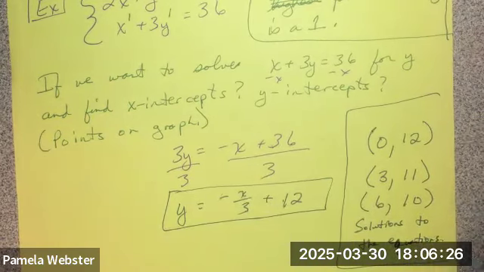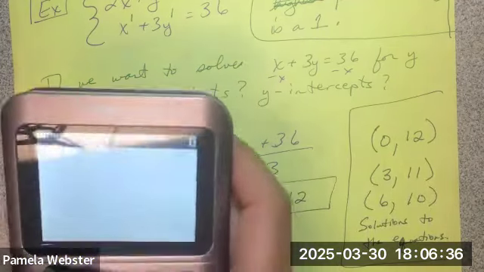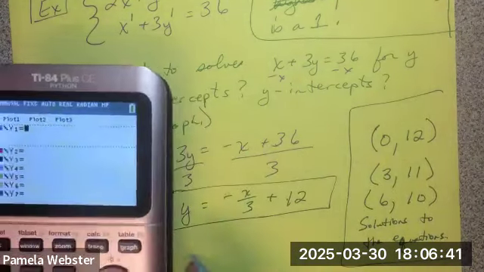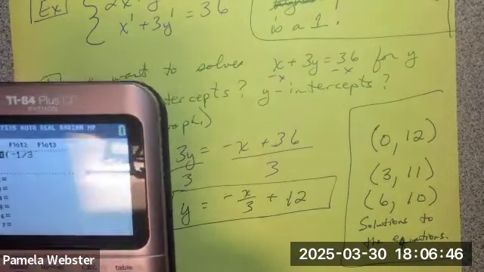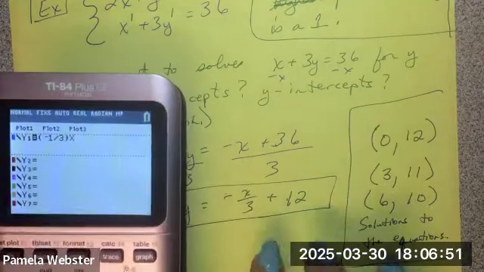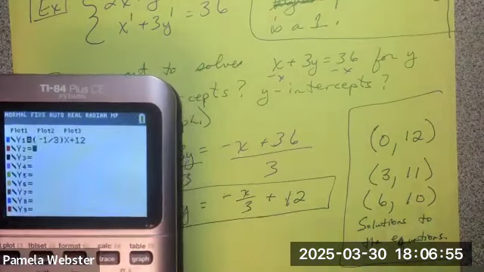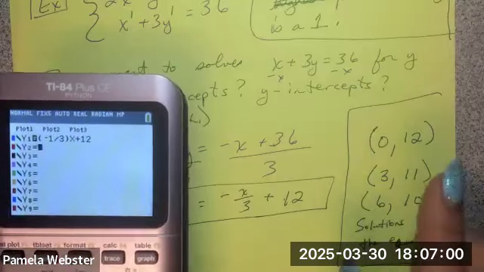If you plot that graph, you can graph it by hand also, but I'm going to use my calculator because I have it and I want to use it. Okay, so I already have stuff in my y. I'm going to clear that out. Y equals, I'm going to put parentheses, negative 1 divided by 3 times the x, negative 1/3 x, right? Okay, plus the 12, right?